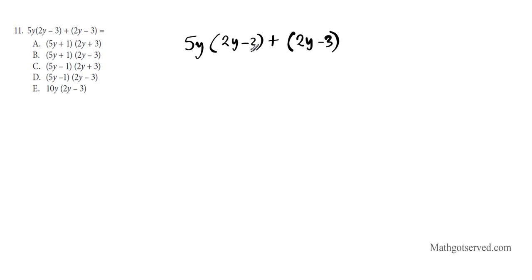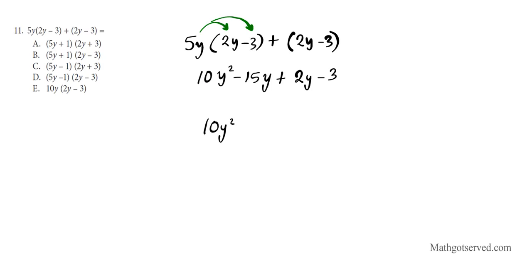Okay, so this is assessing our ability to apply the distributive property, and also how to factor. So let's distribute first. 5y gets distributed to these two terms in the parentheses. So that yields 10y squared. 5y times 3 is negative 15y plus 2y minus 3. All right, let's combine like terms. 10y squared stands alone. It has nothing to be combined with. These two are like terms, so we can combine them. Negative 15 plus 2 is negative 13y minus 3.